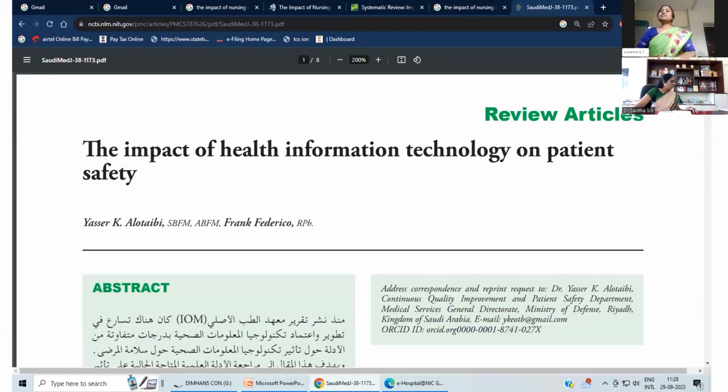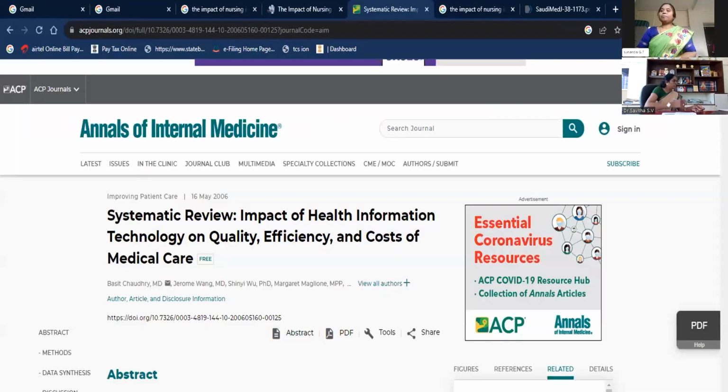Next slide. This is another study. It shows the impact of health information technology on patient safety. This study proved that patient safety definitely improves by implementing health information technology in the hospital. Next slide, please. This is a third study. Here I have focused on a systematic review, the impact of health information technology on quality, efficiency, and cost of medical care. So the three research studies I have included here show that the implementation of computers is very effective in improving the patient condition.